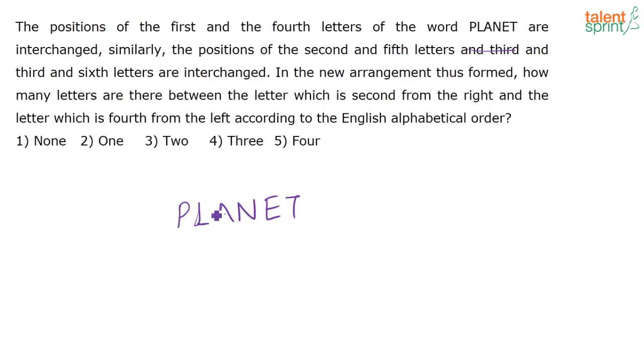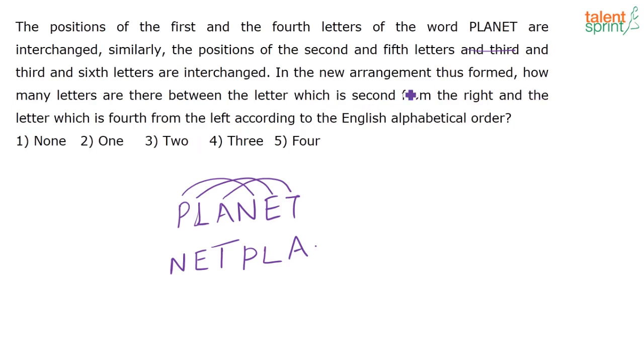Now, the positions of the first and the fourth letters of the word planet are interchanged. So, this is the first letter and this is the fourth letter. So, we are going to interchange the position of these two. Similarly, the position of the second and the fifth, these two interchange. So, what will be the new word that you get? So, N is going to go here, correct? And P is going to go here, E is going to come here, L is going to go there, T is going to come here and A is going to go here. So, this is the new set of letters, the new word that you get.